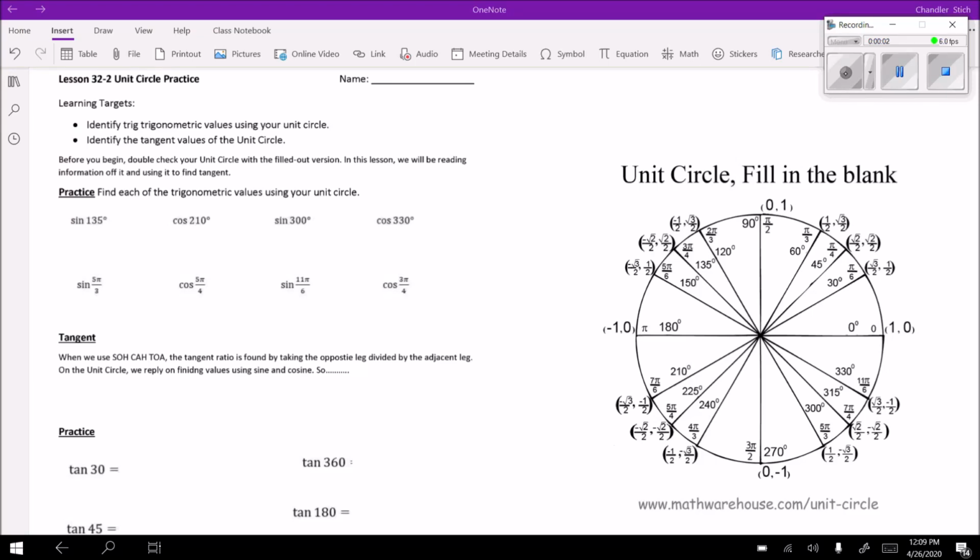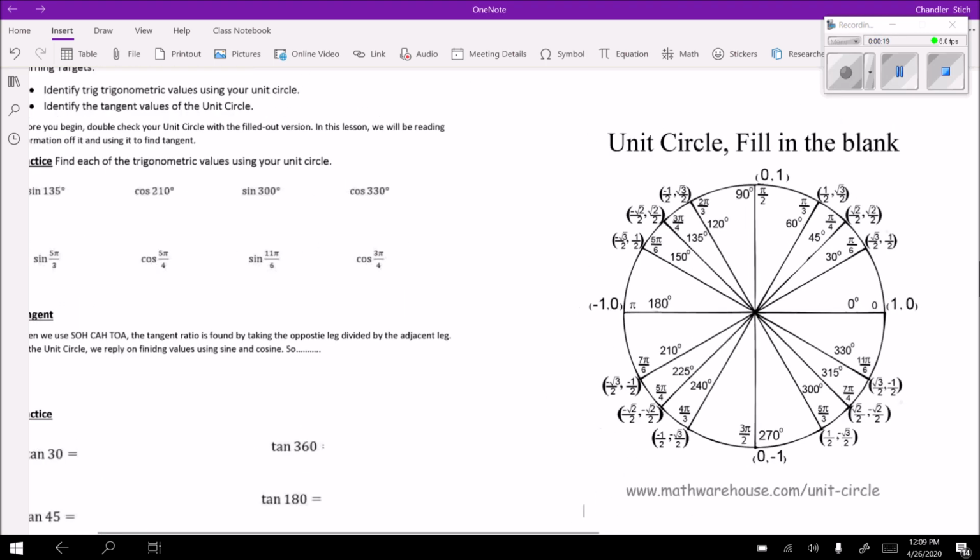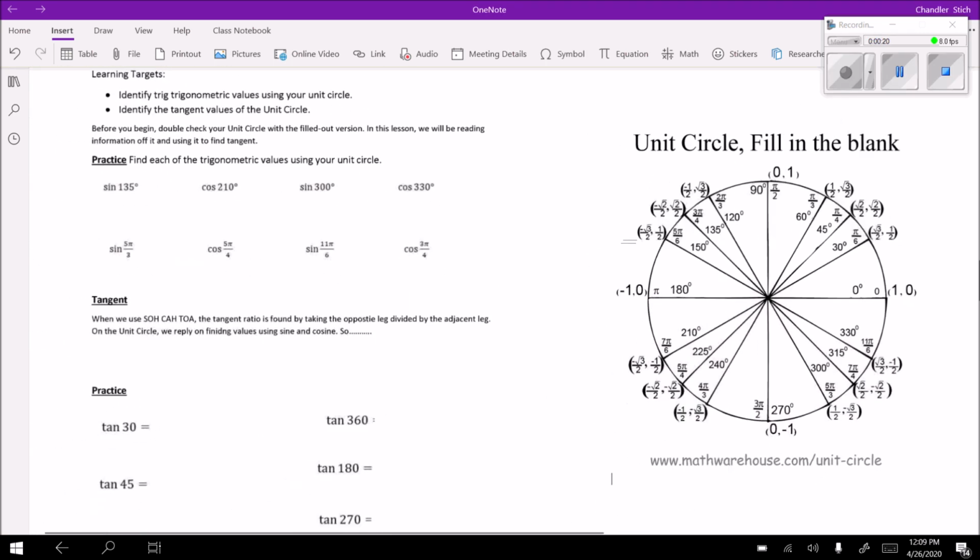Alright, so we have 32-2, some unit circle practice. This video is not going to be super long because I feel like you can do most of these on your own, but this is just kind of how you can use the unit circle to answer some of these questions. Alright, here's my unit circle to the right, so you can have a reference with me.